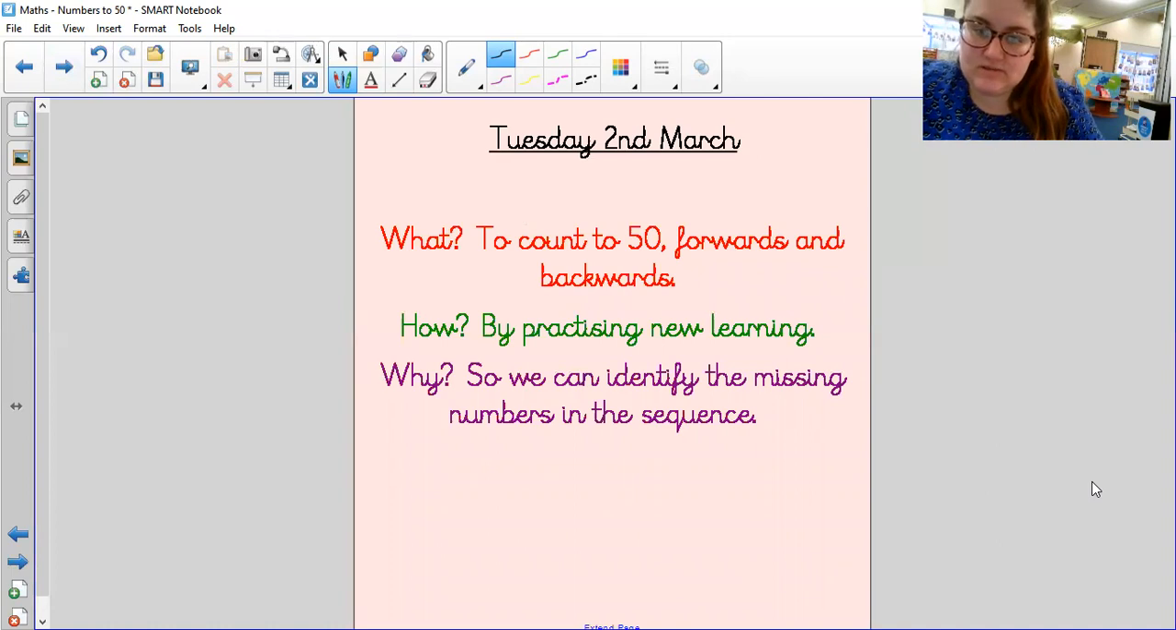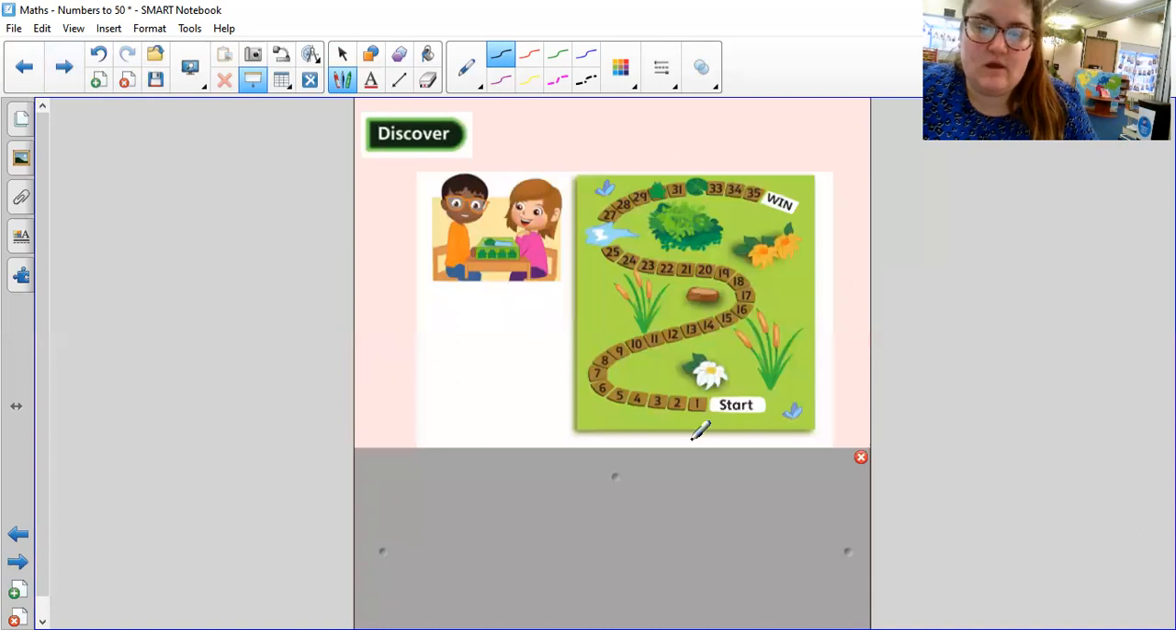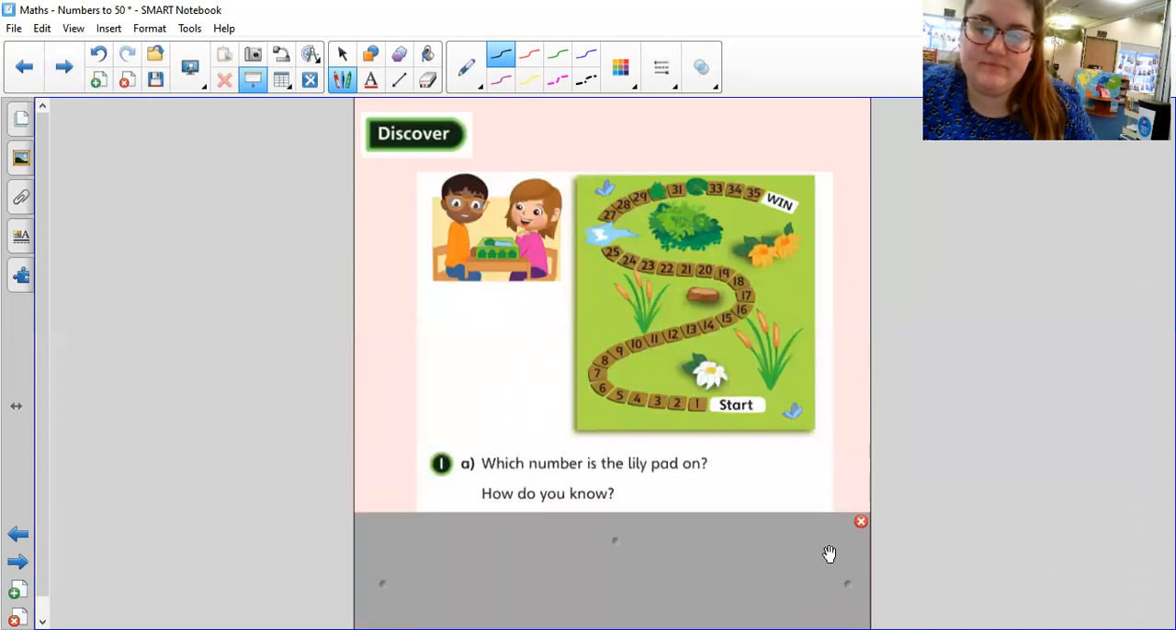So what are we going to do today? We are going to count to 50 forwards and backwards, okay? And we're going to practice some new learning so we can identify the missing numbers in a sequence. So we're going to be doing a bit more missing number work today. So let's have a look at our Discover.